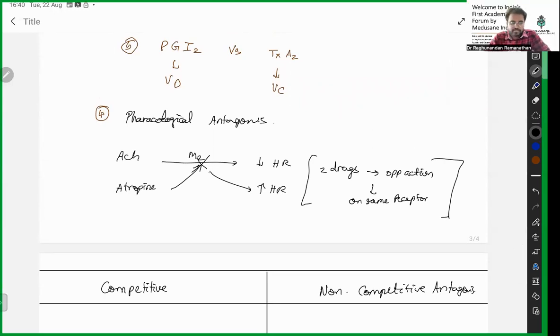Just understand the concept now. Take two people, Ramu and Somu, or Ramesh and Suresh. Both of them wanted to impress a girl. So both are actually having a competition.